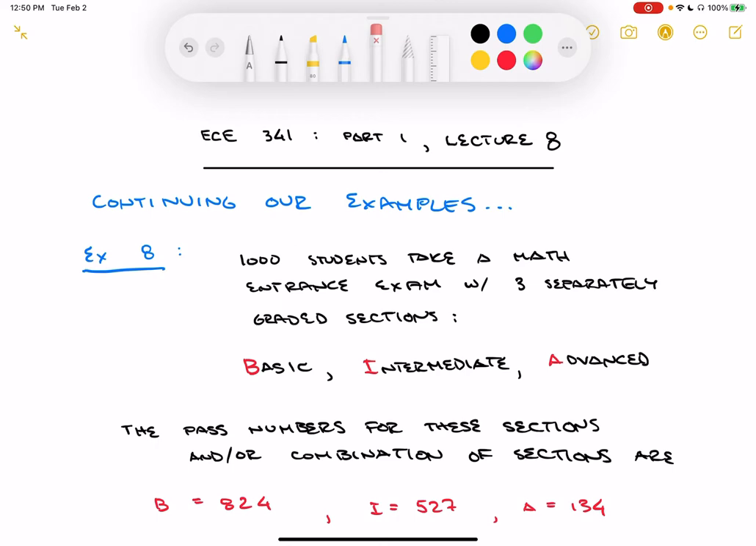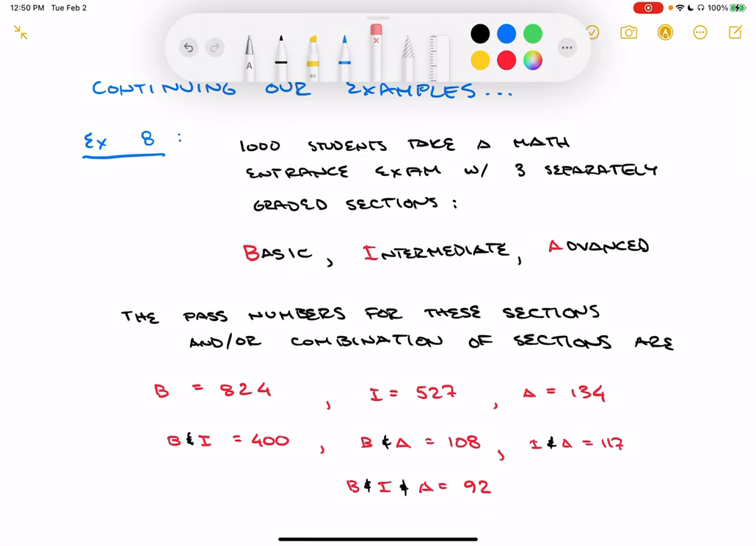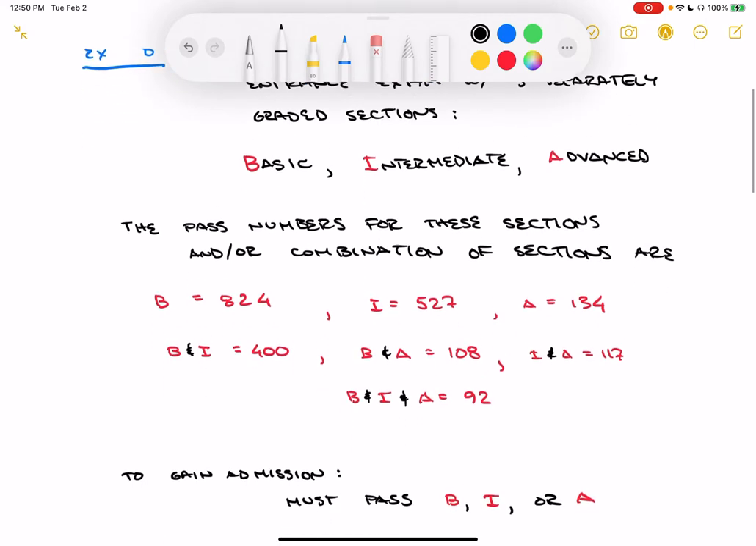So continuing our examples from last time, this would be the eighth example in that sequence. I'd like to think of an entrance examination taken at a university, for example. Let's make a few assumptions in here. We'll assume in this particular case that 1,000 students took a math entrance exam, and there were three separately graded sections. There's a basic section, there's an intermediate section, and then there's an advanced section, and the students would get a score in each one of those.